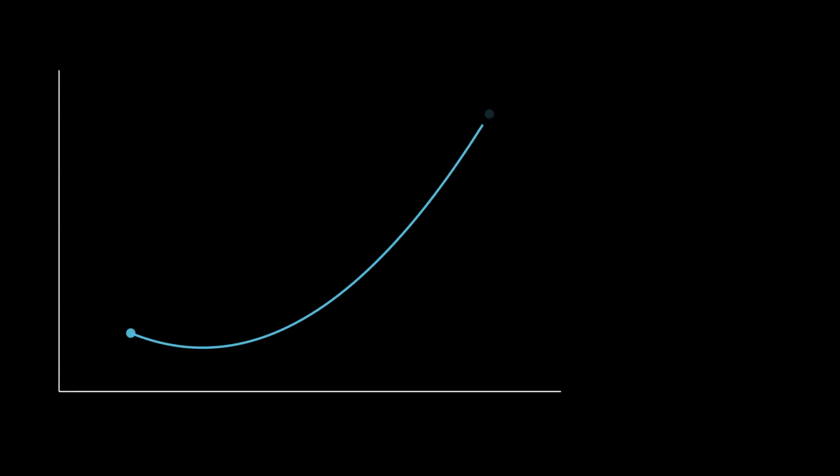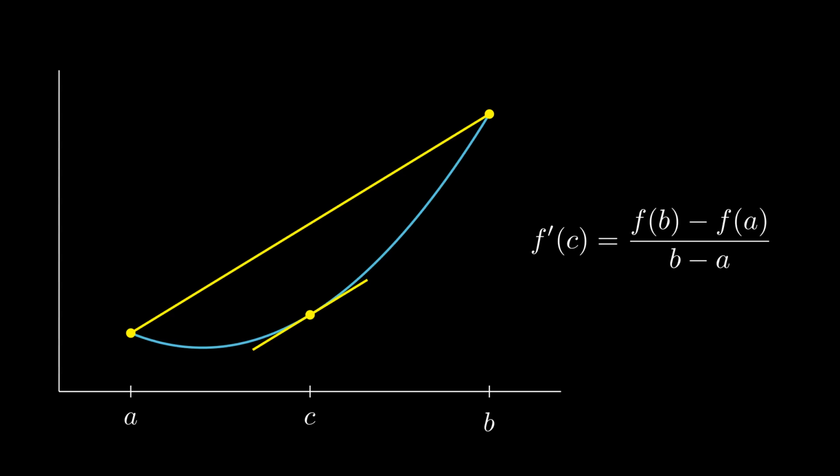Let's consider a differentiable function f on a closed interval a to b. If we draw the secant line between the two endpoints, then the slope of the curve has to somewhere match the slope of the secant line. In other words, there must exist some input c such that f prime of c is equal to f of b minus f of a over b minus a. This is the statement of the mean value theorem.